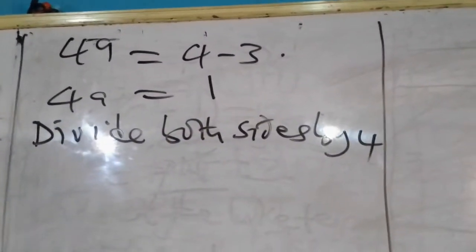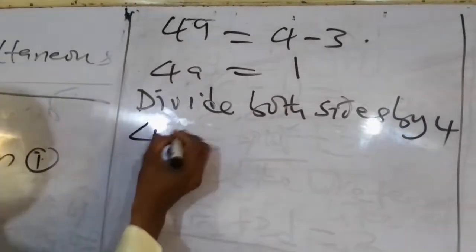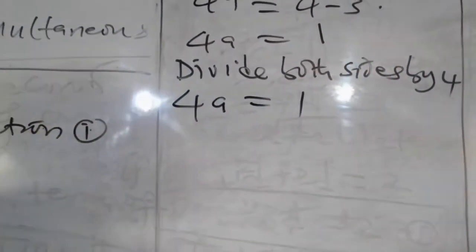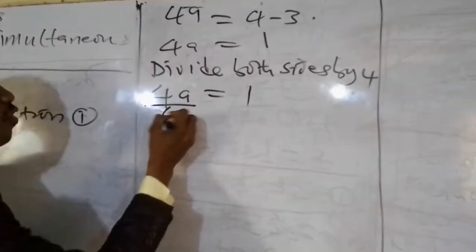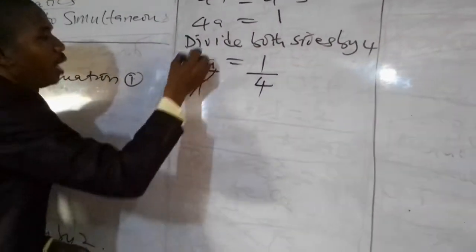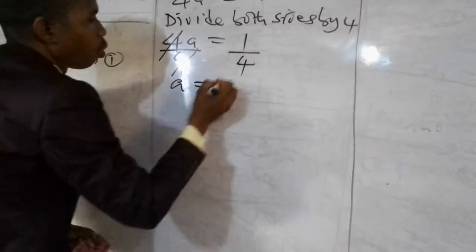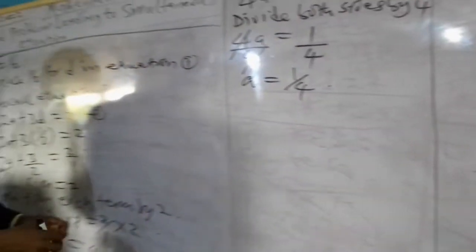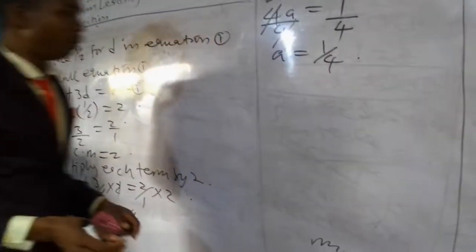We are dividing both sides by 4. That is, 4a equals 1, isn't it? If we divide it by 4, we also divide the other side by 4. We cancel this 4. Our a equals 1 over 4, isn't it? We have our a to be 1 over 4.